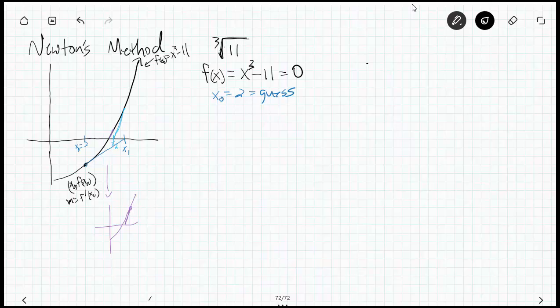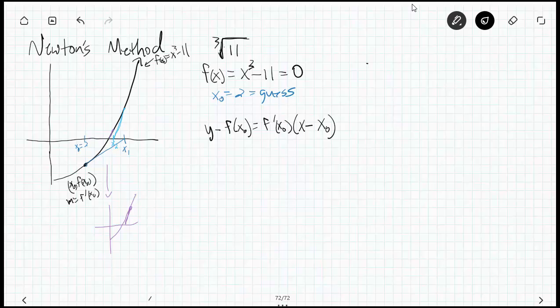And that line, we're then going to try and figure out where that line intersects the x-axis. So let's look. I know that y minus f of x naught is equal to f prime of x naught, that's my slope, times x minus x naught. You with me? All right, that's the equation of my line.